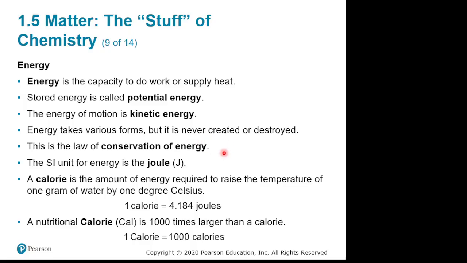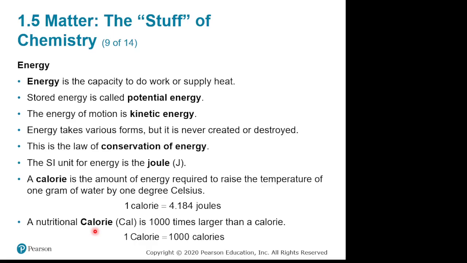The SI unit for energy is the joule. This is a capital J. A calorie is actually the amount of energy required to raise the temperature of 1 gram of water by 1 degree Celsius. Please note that you're probably thinking of food packages right now. This is a lowercase c. The food package is capital C. Okay? Like so. And so capital C calorie is actually a kilocalorie.